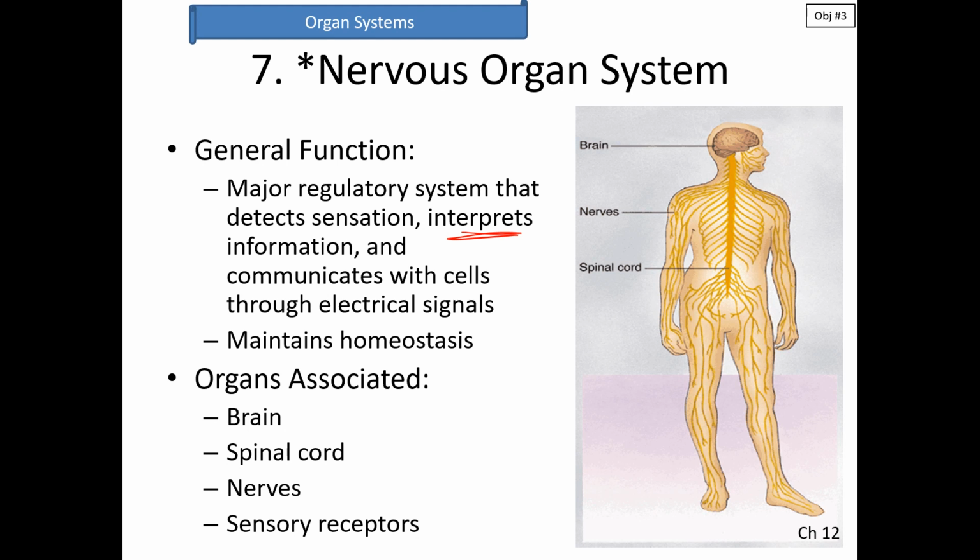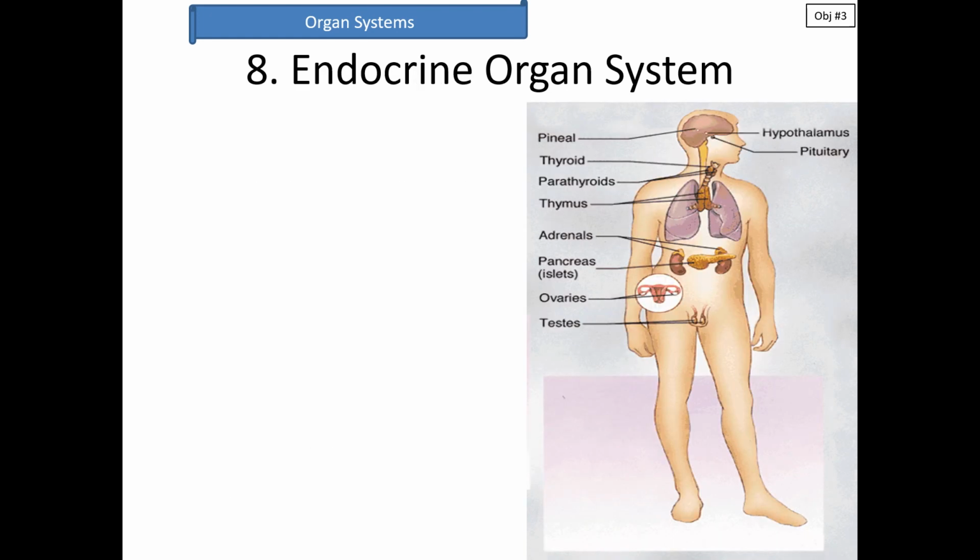The brain is also part of the nervous system that interprets the information. It interprets the incoming information, determines a response, and sends that out by way of the nerve to get to the effector. So the brain does all that too. In doing all this, I've just described negative feedback. The purpose of that is to, again, maintain homeostasis. So the nervous system is the primary system involved in regulation. Organs associated: brain, spinal cord, nerves, sensory receptors.